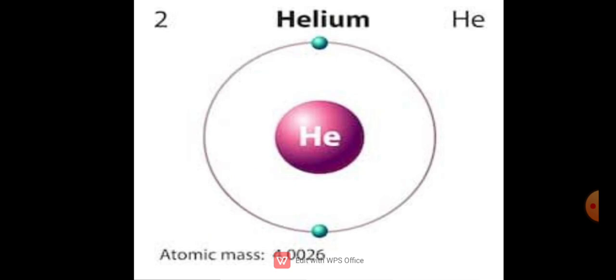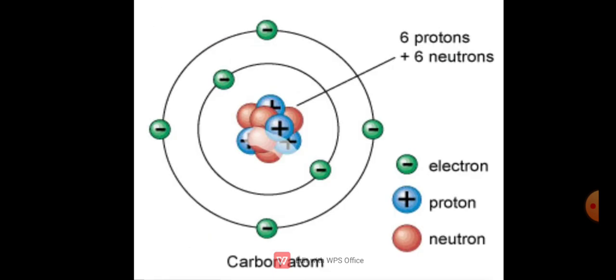Then we proceed to helium. Helium has atomic mass 4 and atomic number 2. Atomic number 2 means it has 2 electrons and 2 protons. Both cancel the effect of each other. Then we discuss the carbon atom. In the carbon atom, atomic number is 6, which means it has 6 protons and 6 electrons, and also 6 neutrons. So the positive and negative charges cancel the effect of each other, and we can say the atom is a neutral particle.